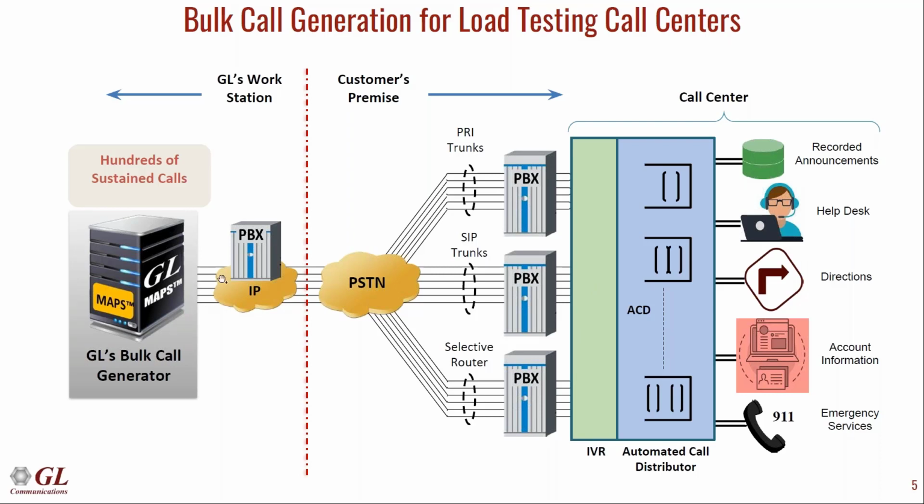We can customize the call duration. So maybe you want 100 simultaneous calls, and each call has to be up and running for 2 minutes. We can do that. Or 20 seconds or 5 minutes. It's all customizable because we're using our proprietary software and hardware to do this. And Rob will talk more about it. It's called MAPS, which is an acronym. It stands for Message Automation and Protocol Simulation. And Rob will discuss this later on.